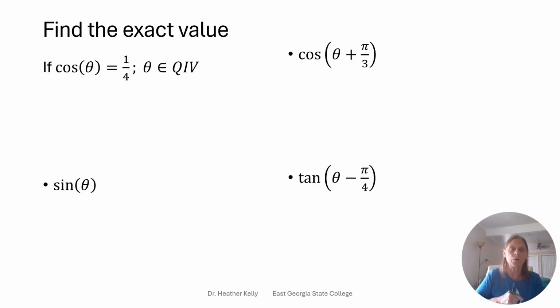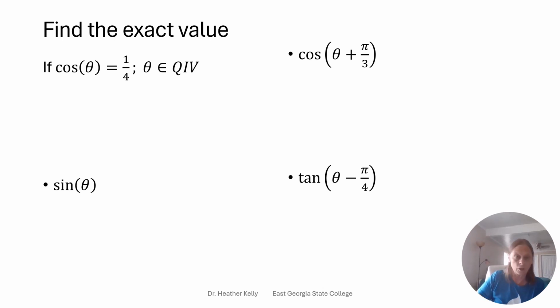All right, so here's another kind of problem that I could ask you. Instead of giving you explicit triangles, I give you one and tell you a quadrant and have you figure out the rest of these things, giving you a second angle to deal with. So let's look at this. If cosine theta is equal to 1 over 4 and theta is in quadrant 4.